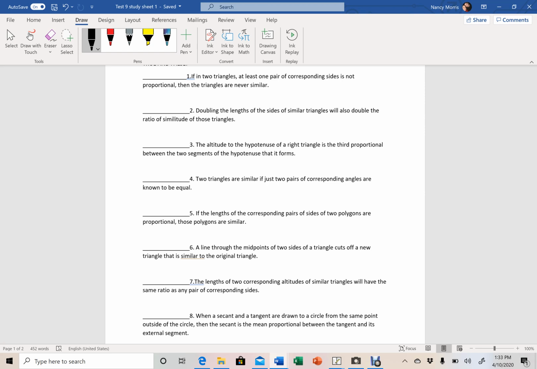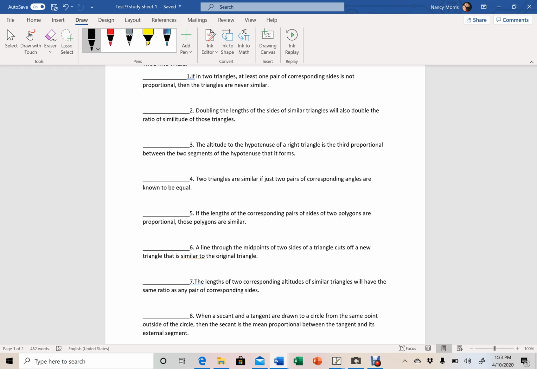Number 3, the altitude to the hypotenuse of a right triangle is the third proportional between the two segments of the hypotenuse that it forms. Let me read that again. The altitude of the hypotenuse of a right triangle is the third proportional between two segments of the hypotenuse that it forms.